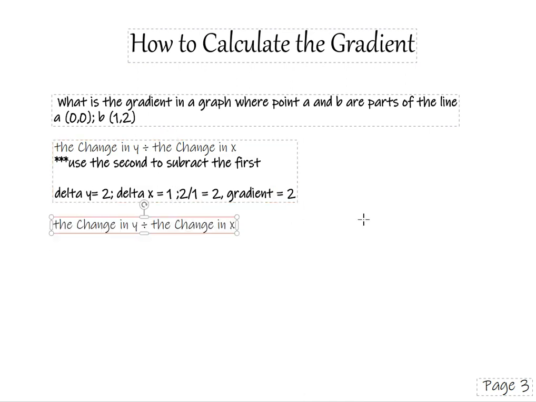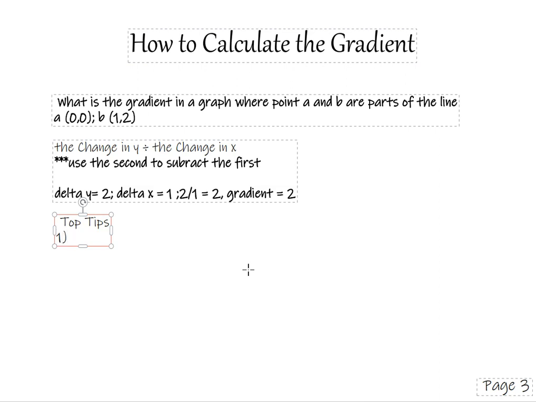And finally, we go to top tips. And these are important. You have to remember them.